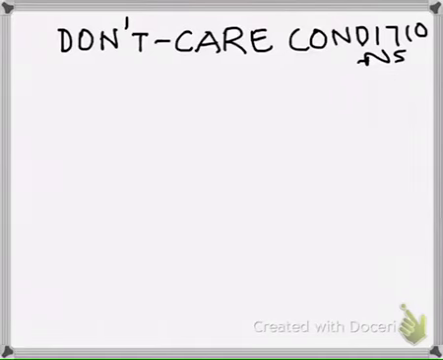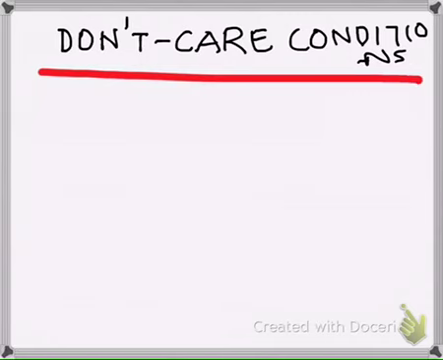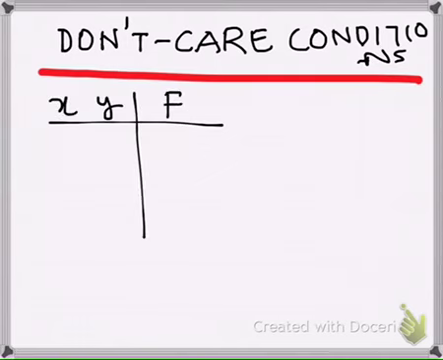Hello, in this lecture we are going to look at a special form of the Karnaugh map which is known as don't care conditions. So what exactly is this don't care condition? Now we know that when we have a function on some variables, say x and y, these are the possible options.